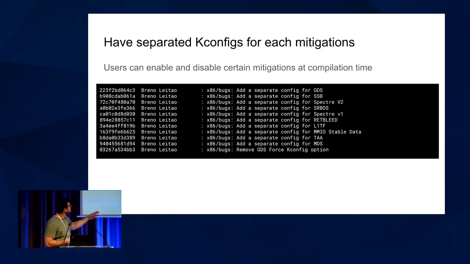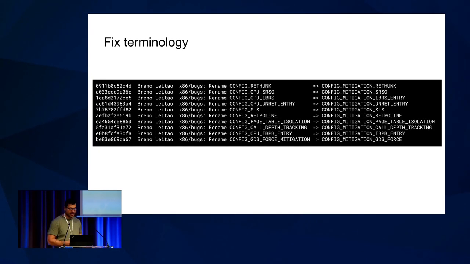Those patches landed into 6.12. Basically, now we have a separate kconfig for some of the mitigations that were missing, and there were a lot of them. So you can enable or disable them individually at compilation time. And also we started making the code a little bit more cohesive, so it's easier to understand what is a mitigation and what is just a retpoline or SLS.